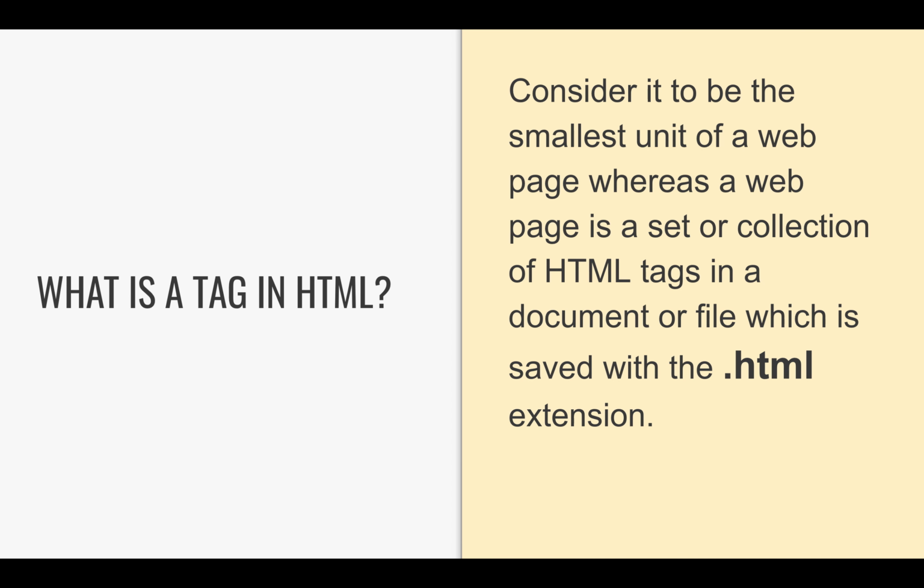So what is a tag? A tag is the smallest unit of a web page, whereas a web page is a set or collection of HTML tags in a document or file which is saved with the .html extension.